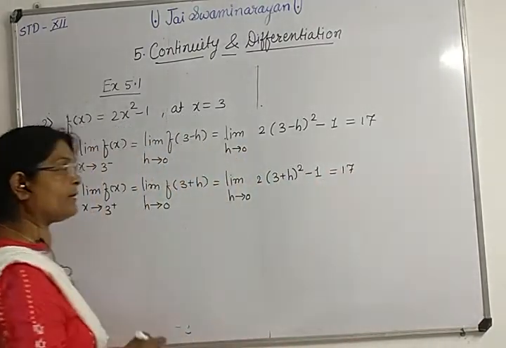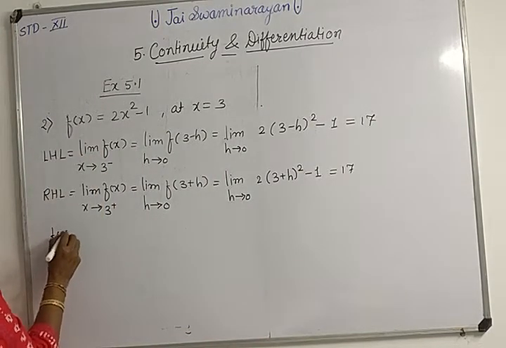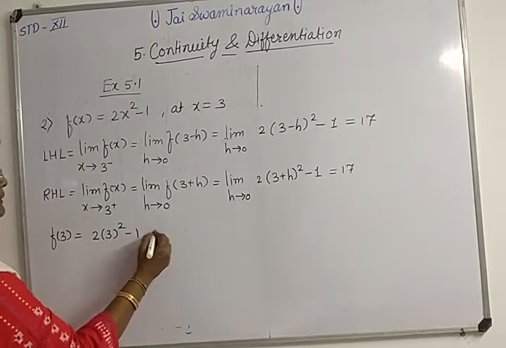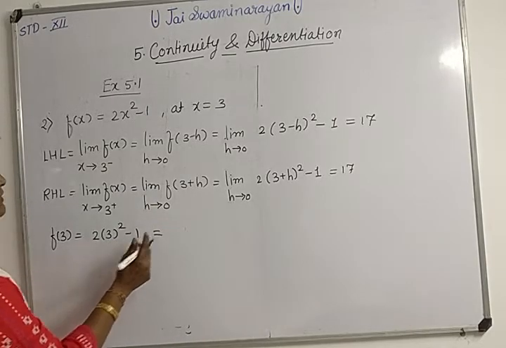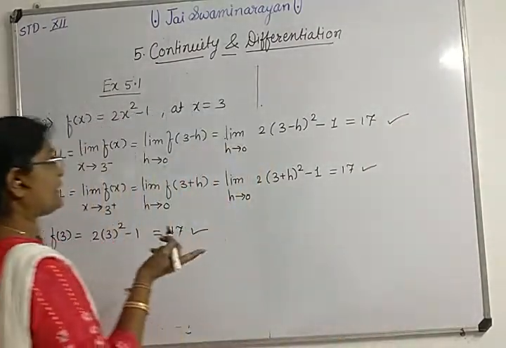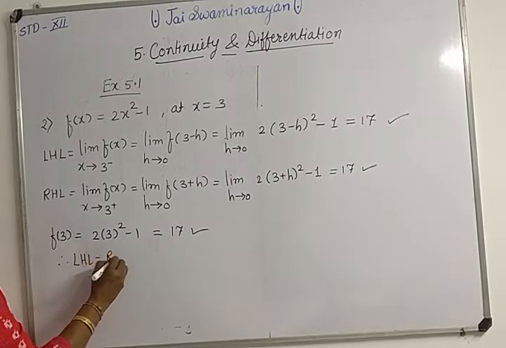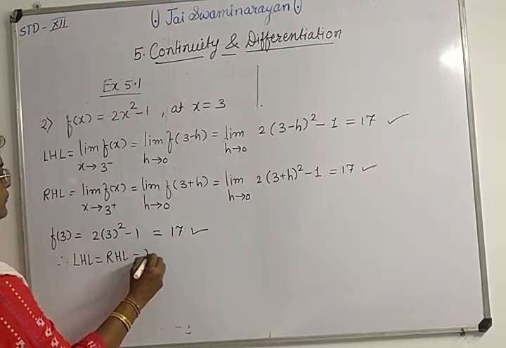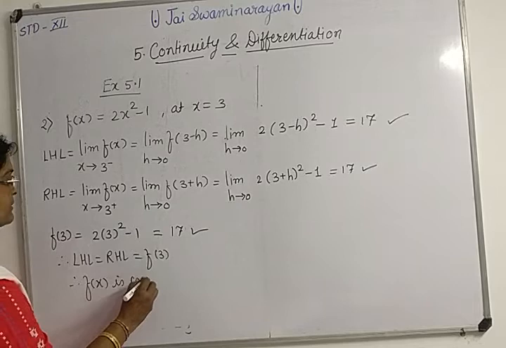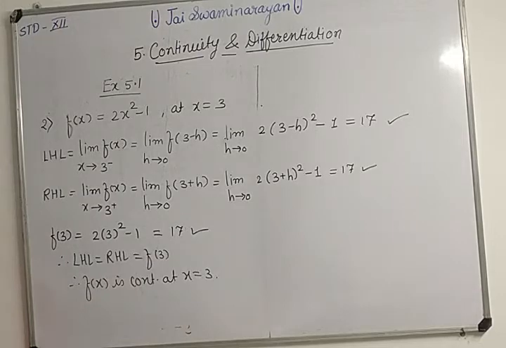Both the values are equal, but we have to find the value of f of 3. Now find f of 3, that is 2 into 3 square minus 1. That is equal to again 9 into 2, 18. 18 minus 1 is 17. So all the three values are equal and therefore it is a continuous function at x equal to 3. Therefore LHL equal to RHL equal to f of 3 and therefore f of x is continuous at x equal to 3 and hence it is verified.